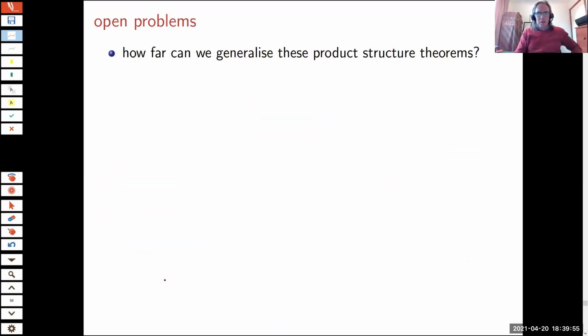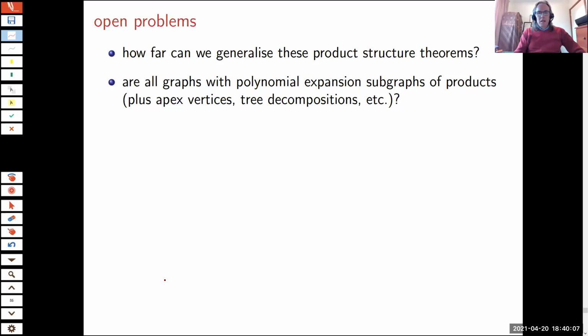How far can we generalize these product structure theorems? The setting of Nešetřil and Ossona de Mendez, the graph sparsity theory, provides a setting for answering this question. And they define something called polynomial expansion. And a good question is, can graphs with polynomial expansion be described in terms of products plus some other ingredients? That's a massive question, basically asking what's the structure of graphs with polynomial expansion? And really, we don't know the answer, but I wonder if products are useful here.